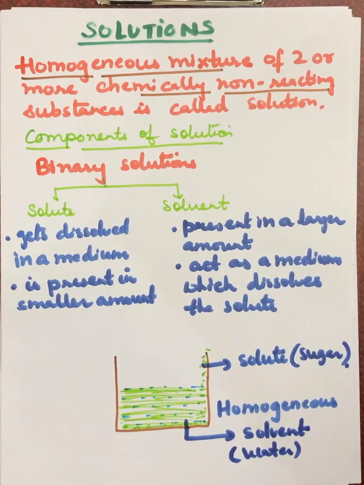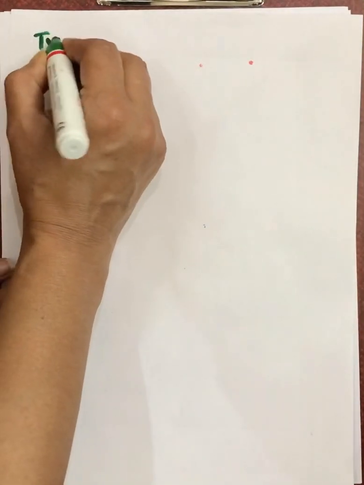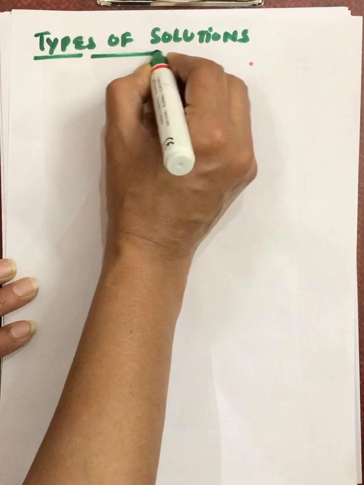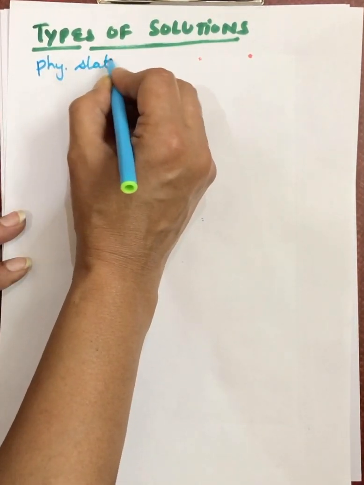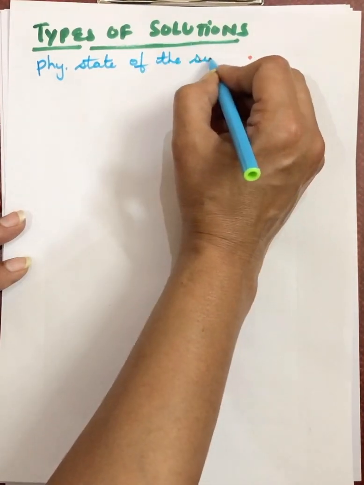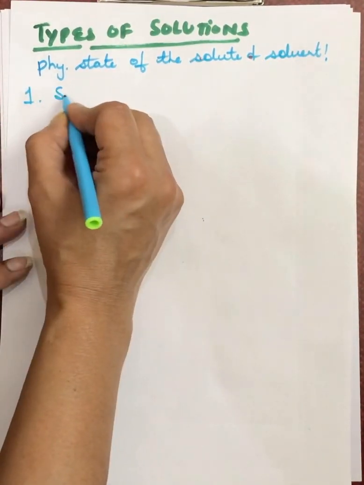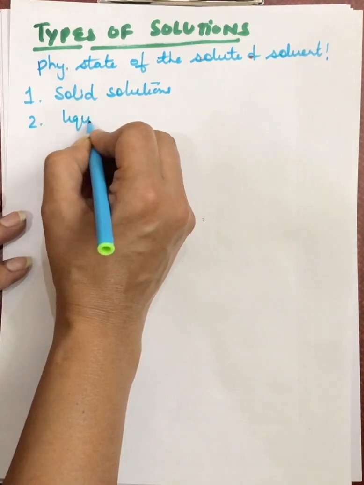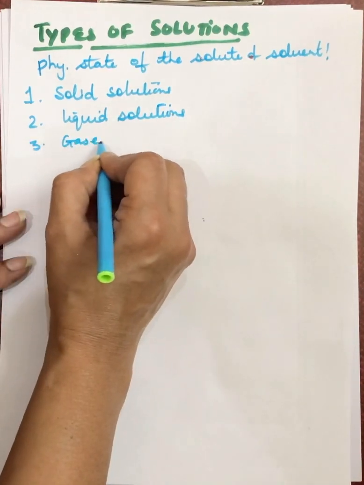Now next, after this, we have types of solutions. Solutions are of different types, approximately 9 types of solutions we have. But the 9 types of solutions are based on the physical state of the solute and solvent. We are dividing the solutions into solid solutions, liquid solutions, and gaseous solutions.